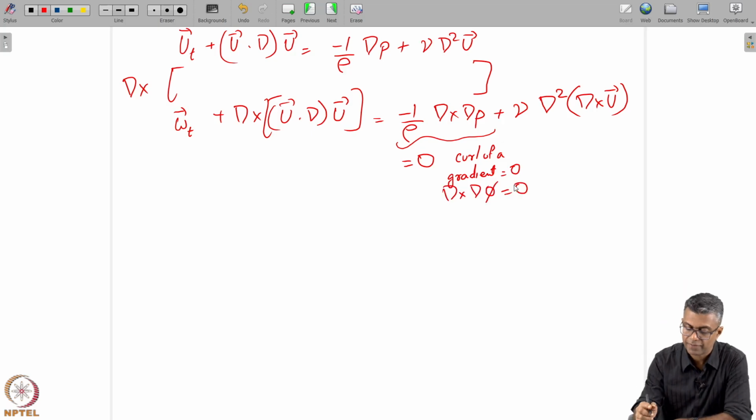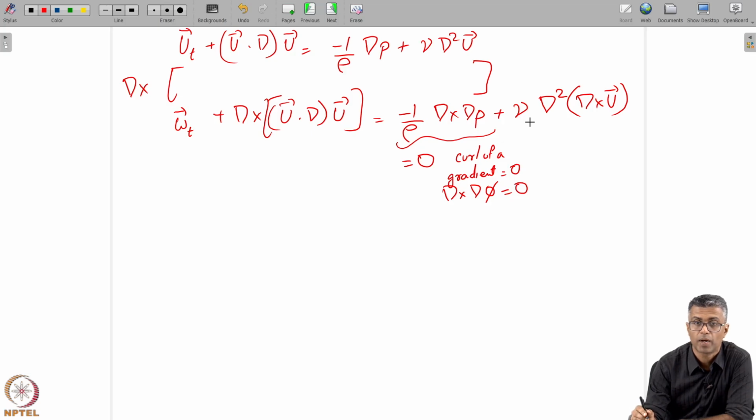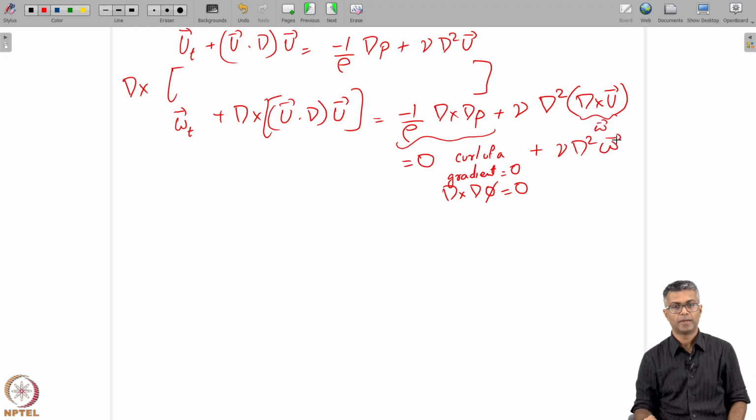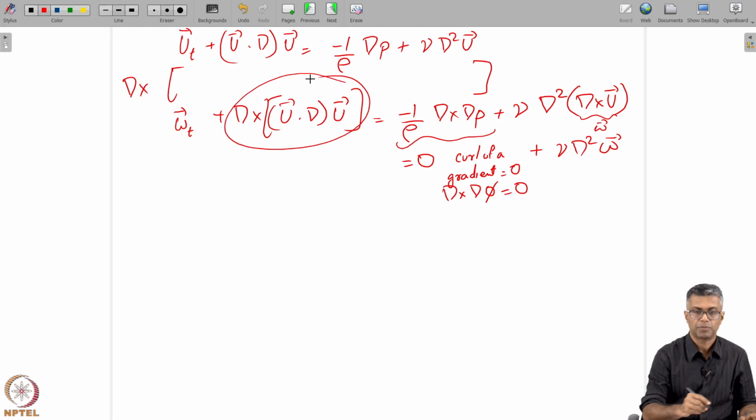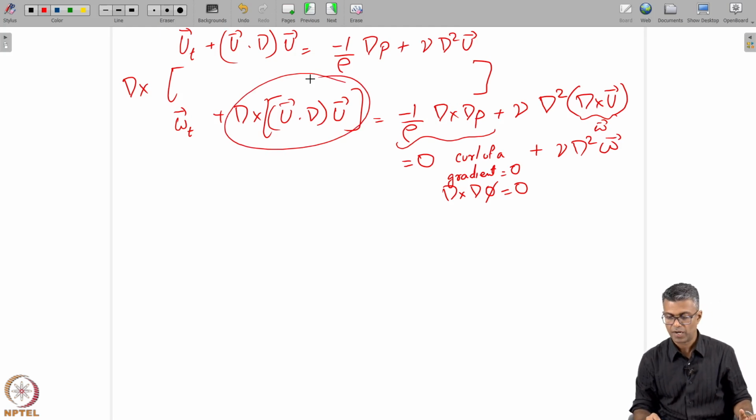Then I have this one here, the rightmost side. So nu del squared del cross u. Obviously, del cross u is the definition of vorticity. So this becomes nu del squared omega. So most of it is figured out. I have this term to figure out. Now this is not as straightforward.